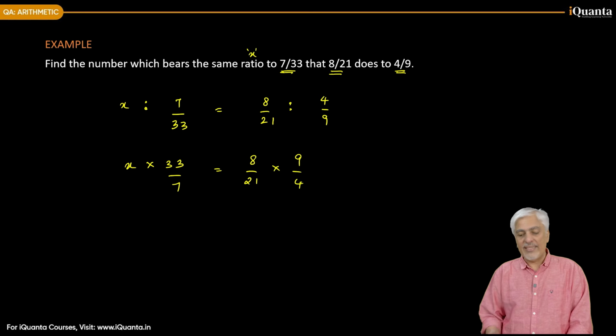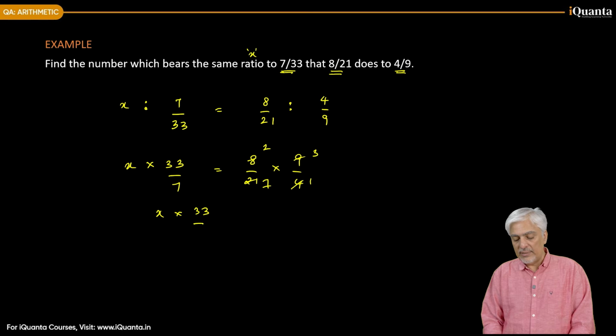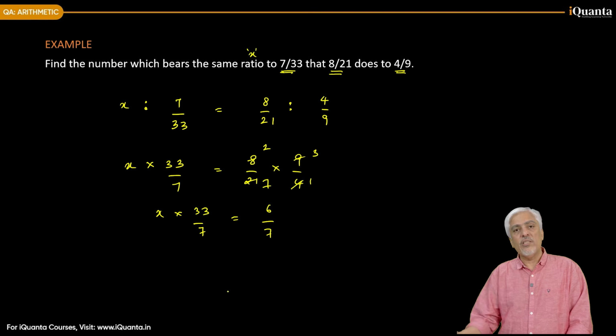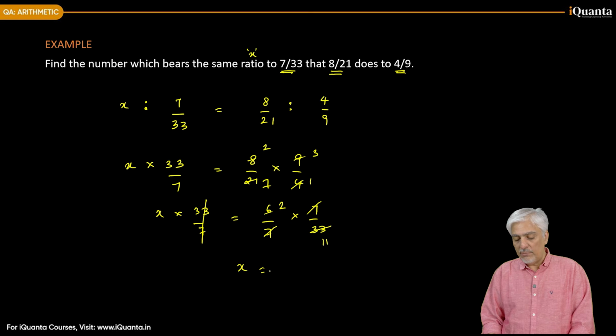Let's cut on the right hand side as much as we can cut. 4 ones are 4, 4 twos are 8. 3 threes are 9, 3 sevens are 21. So I've got x into 33 upon 7 is 6 upon 7. You can take 33 upon 7 to the other side. It will become 7 upon 33. 7, 7 cut. We can cut with 3 more. 3 elevens are 33, 3 twos are 6. And we will get the number x is 2 upon 11.